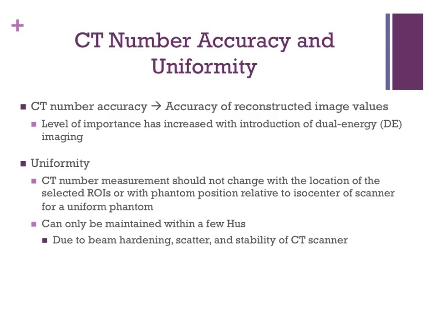Uniformity means that for a uniform phantom, the CT number measurement should not change with the location of the selected regions of interest or with the phantom position relative to the isocenter of the scanner. The CT number uniformity can only be maintained within a reasonable range, typically a few Hounsfield units. This is because of the effects of beam hardening, scatter, stability of the CT system, and other factors as well.